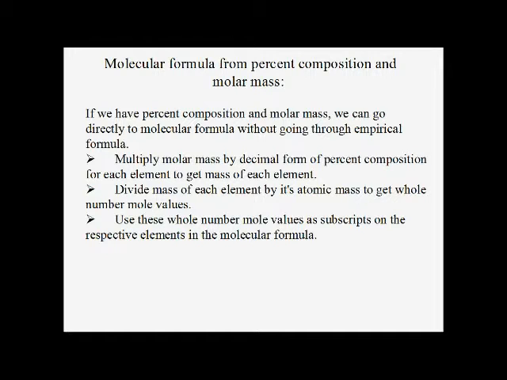So we assume that we have molar mass, turn it into a mass of each element, and then we turn that into moles by dividing by the atomic mass of each element. And at this point, we should have whole number values. There should be no decimals in this one. We should have whole number values. And these whole number values are the subscripts for the molecular formula, not the empirical formula.